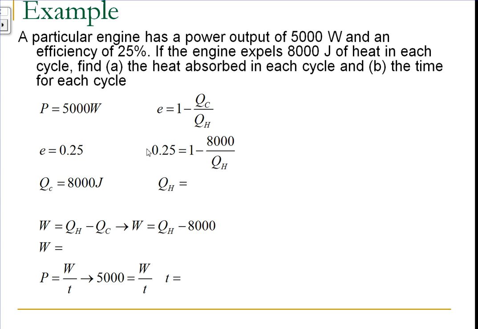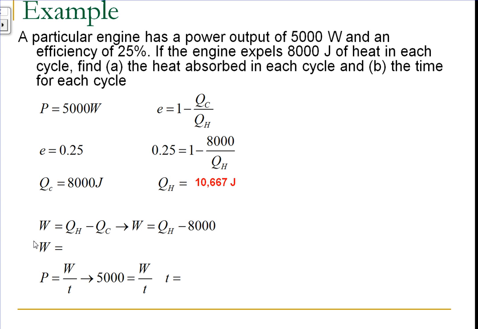Well, let's see. I know the power is 5,000 watts, and I know the efficiency is 25%. So that's going to translate into E being 0.25. So plugging this in, I get 0.25 is 1 minus 8,000 divided by QH, or a QH of 10,667 joules. Now, how did I know this 8,000 was QC? Because it said it expels.